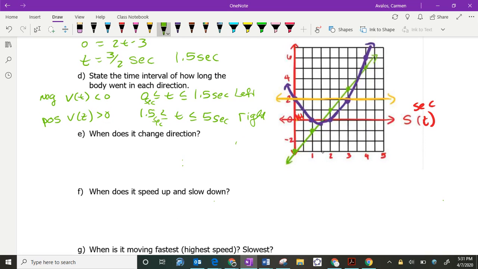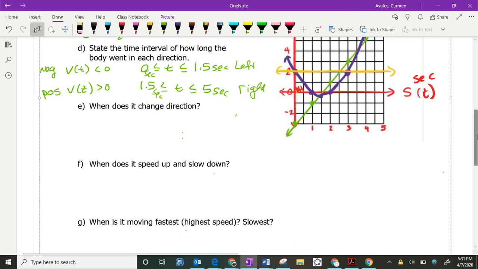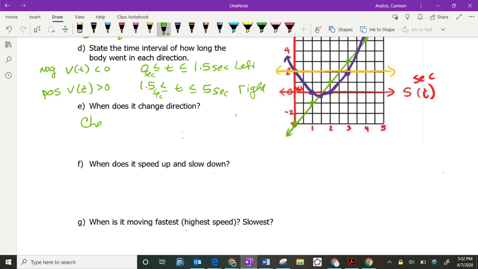Okay, so the left is heading towards home, the right is heading towards home and then passing it in the opposite direction. Okay, so you could write that as a sentence as well if you get tested on it. Okay, so when does it change direction? So again, we already answered that up here. It changes direction at 1.5 seconds. Okay, very good.